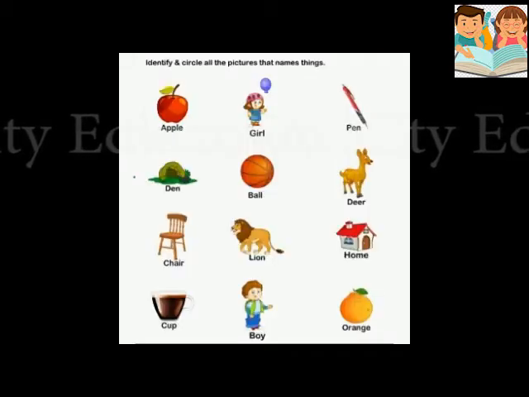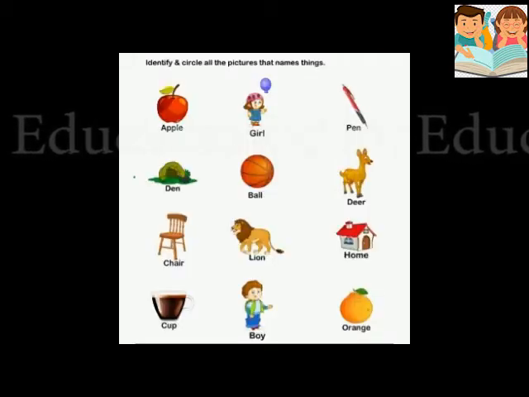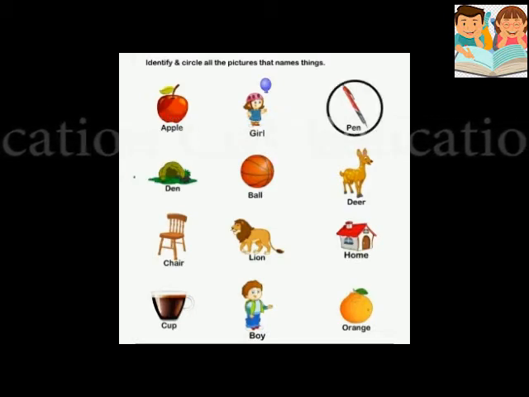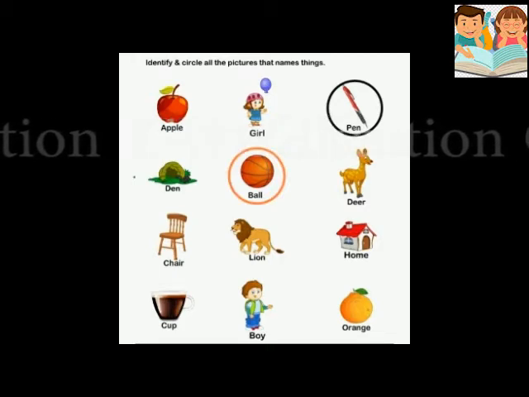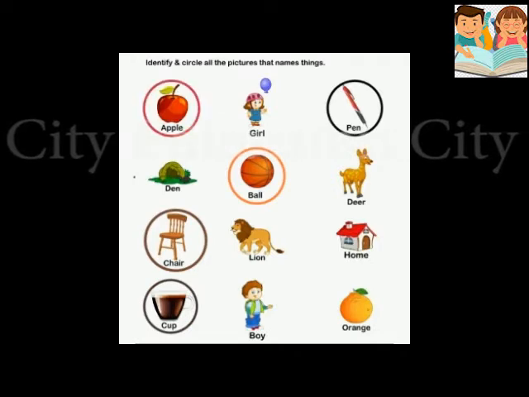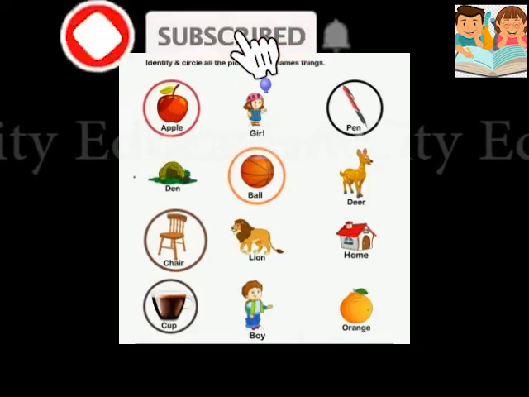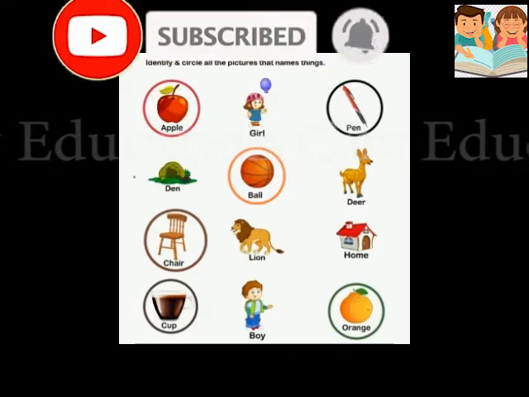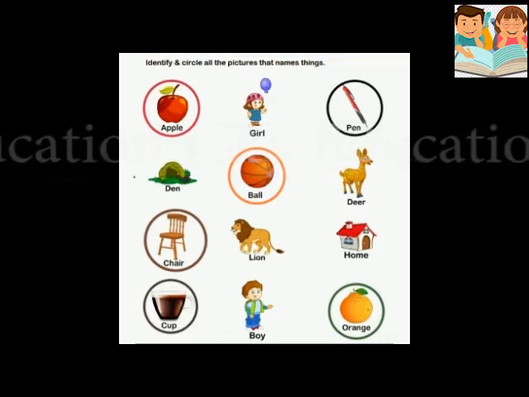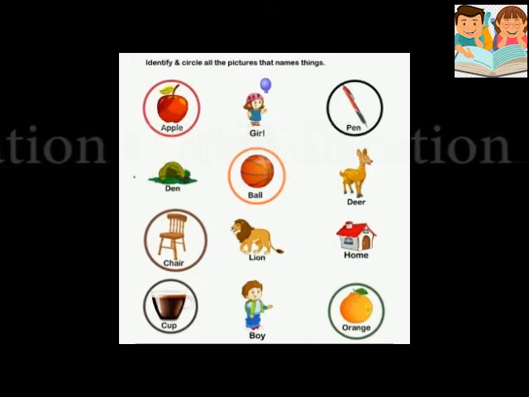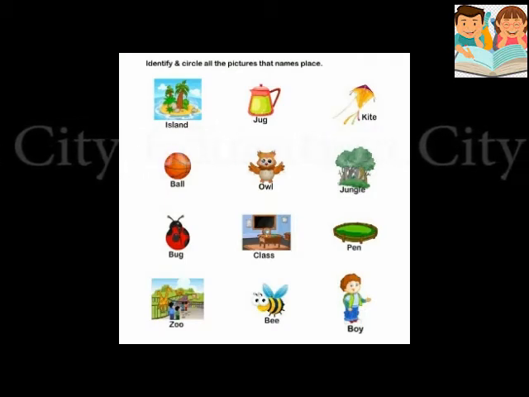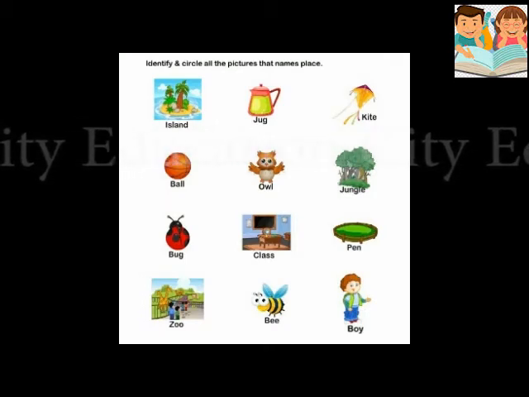What is next? Here we will find the names of things. Yes, pen, ball, chair, cup, apple, and orange. These all are things, so circle them. Excellent. So here we will identify the places' names.